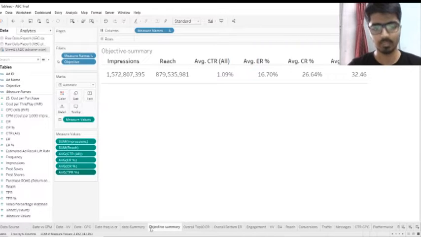The first one was the date wise analysis. The second here you can see is objective wise. So it is the same as date, just the difference is we have added objective as a filter. You can individually see which objective, meaning brand awareness, video view, reach, impression, what the results were.